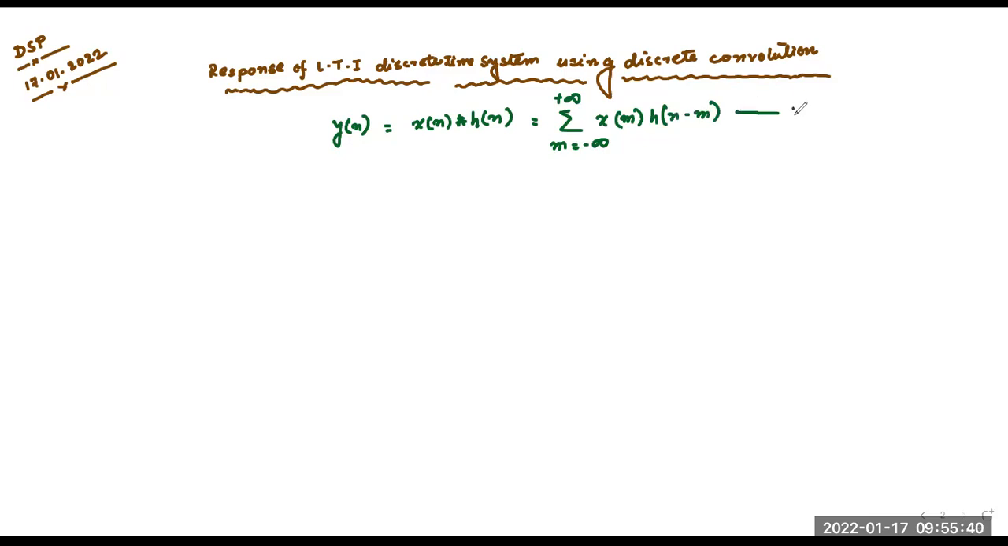So let us take this equation number 1. The symbol represents the convolution operator. This symbol is the convolution operator. Okay.